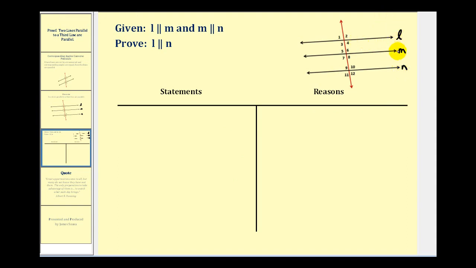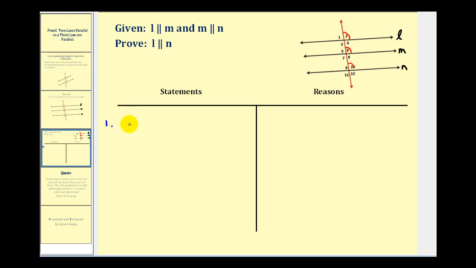We know if L and M are parallel, then corresponding angles are congruent. So we could say that angle 2 is congruent to angle 6. So looking at lines M and N, notice that angle 6 corresponds to angle 10. So angle 6 would be congruent to angle 10, and therefore, by the transitive property, it follows that angle 2 is congruent to angle 10, and therefore L is parallel to N. So let's go ahead and write this out.